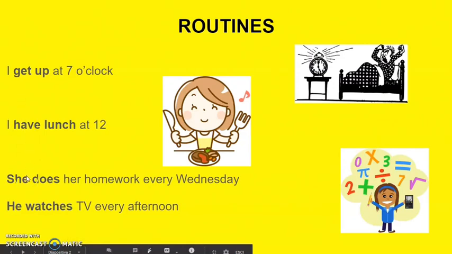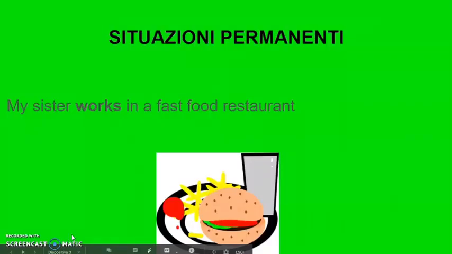All these sentences represent routines, habits that you usually do every day, okay, in your week. So present simple is used to talk about these routines, these actions that you usually do. But it's used also to talk about permanent situations, situazioni permanenti.